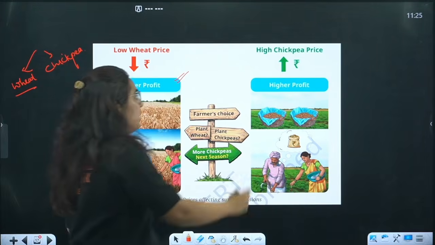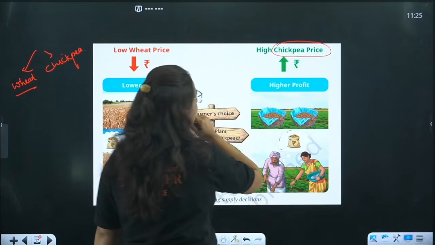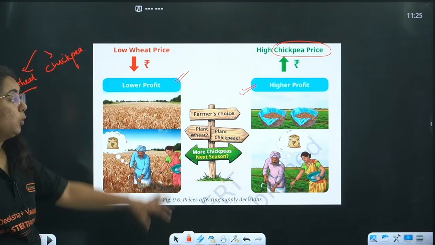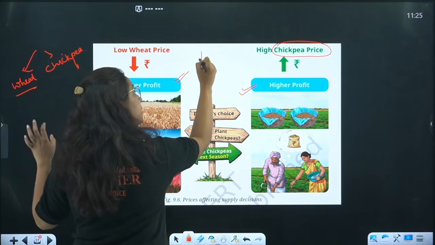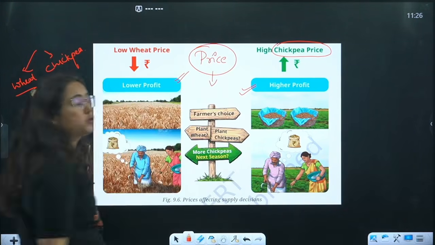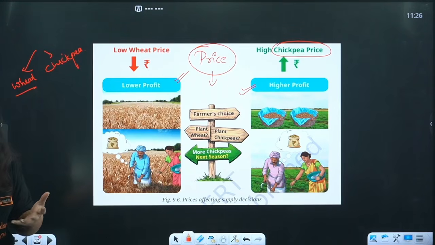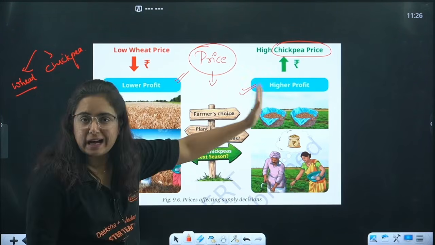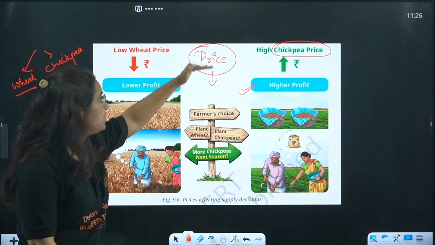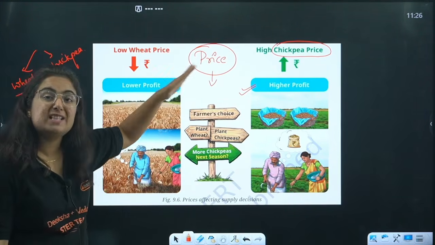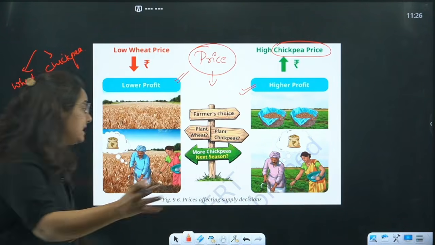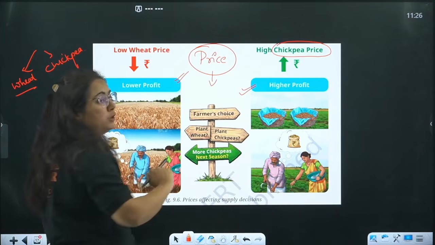Okay, so when the farmer was thinking about chickpea, he got to know that by this he can earn higher profit. Don't you feel that the price is a factor on which the farmer's choices depend? Obviously, the farmer will grow something which has high profit, not something which has low profit. The farmer's choice depends upon price, and the farmer's choice will decide the supply. Hence we can say that supply directly depends on the price.